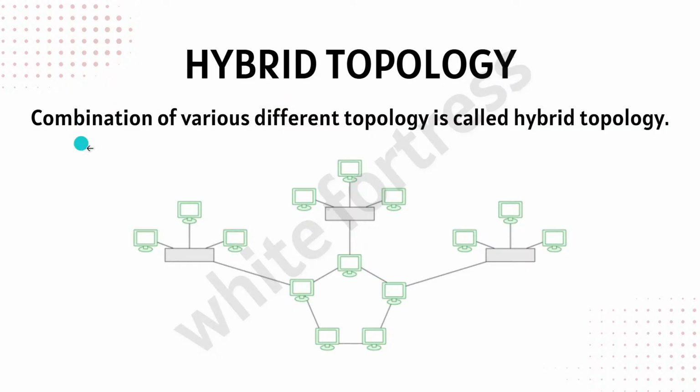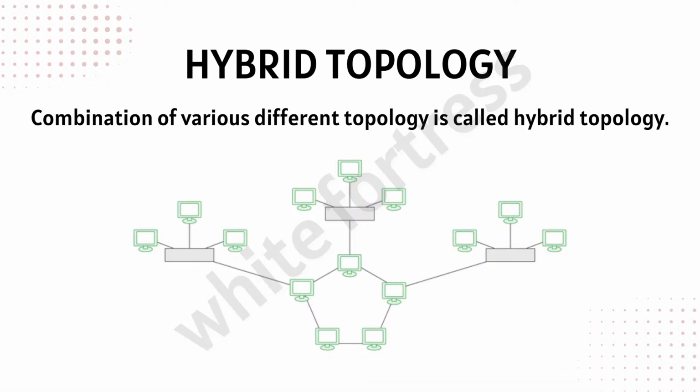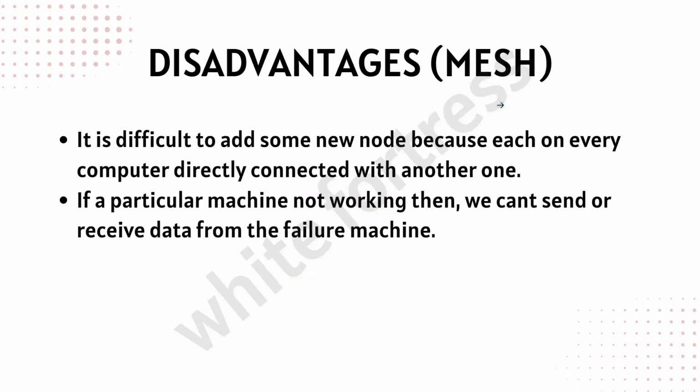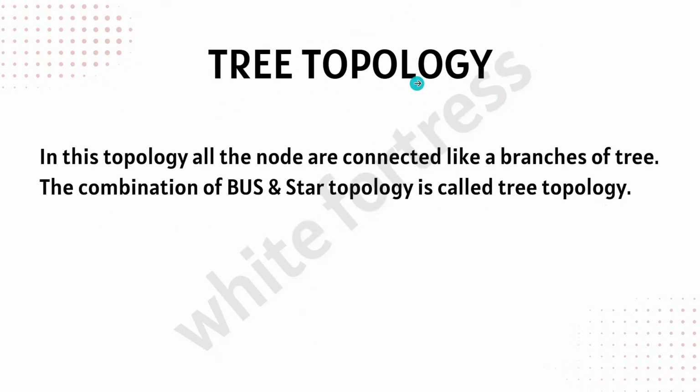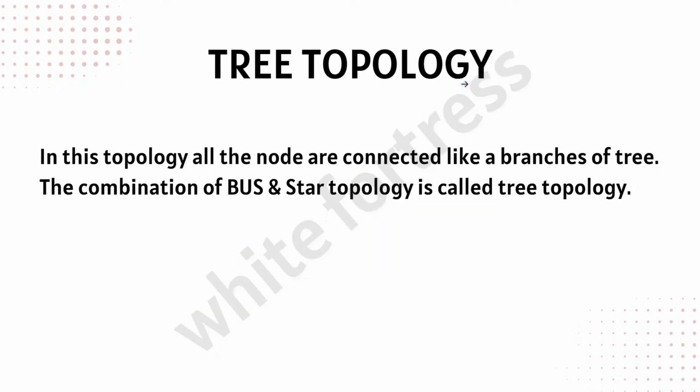Okay, so hybrid topology: a combination of various different topologies is called hybrid topology. You can see here we have bus topology, right? This is bus topology, and here we have ring topologies. So when one or more topologies are used together, it is called hybrid topology. We have also got tree topology, which is also a kind of hybrid topology.